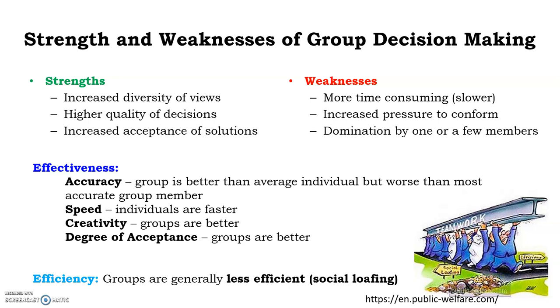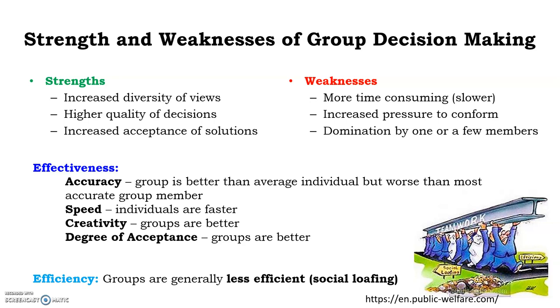What is the effectiveness of a group? The accuracy of the decision taken will be higher in the group, but the speed of the process is slower. Creativity of the groups is better than the individual. The degree of acceptance is better in the group rather than individual decisions. Generally, the efficiency of the groups is poor because of social loafing.